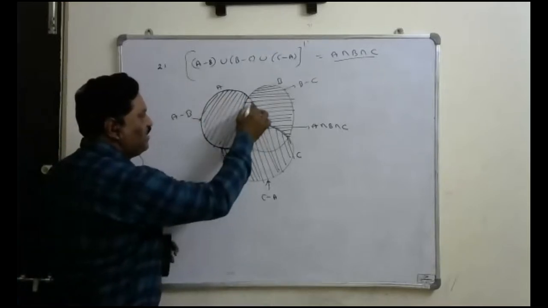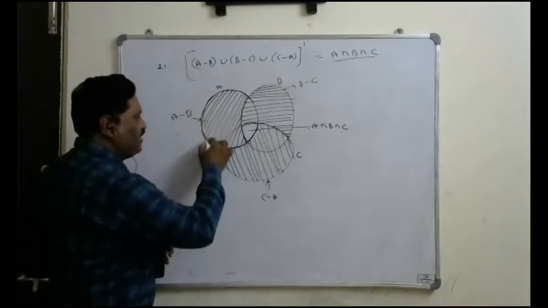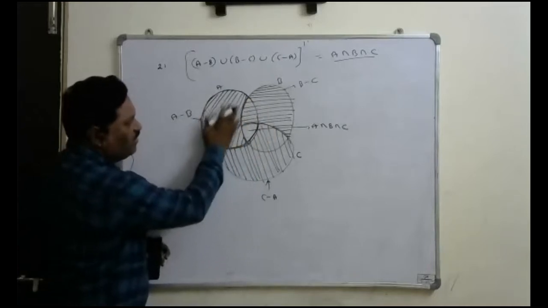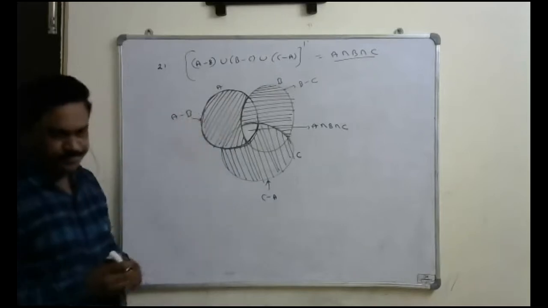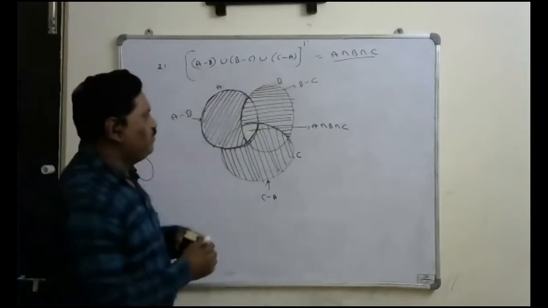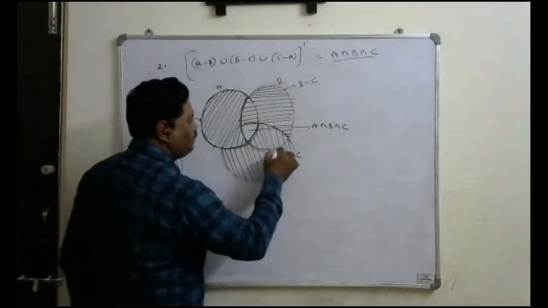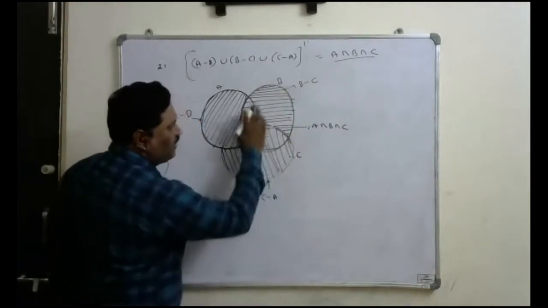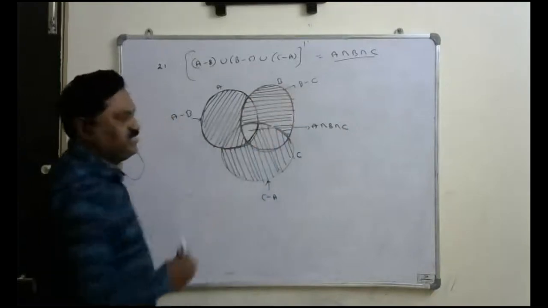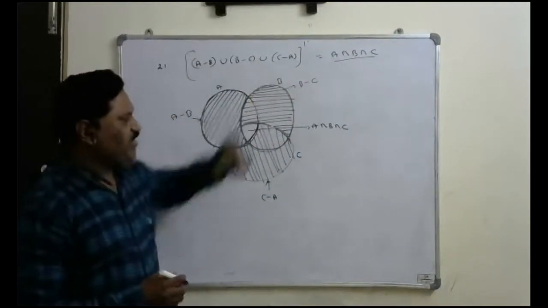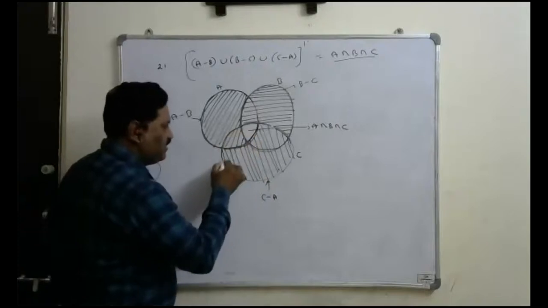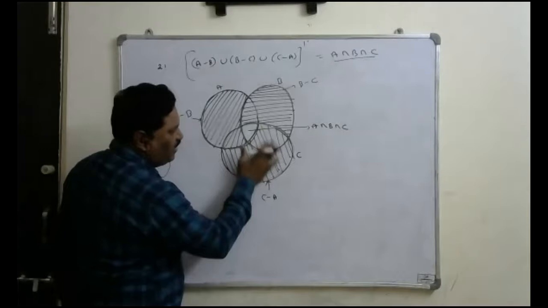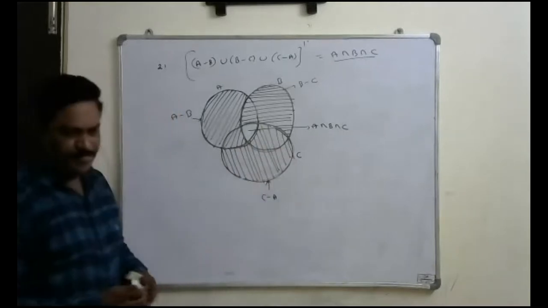From this entire A set, I will subtract this B part. If I subtract the B part, the remaining area is going to represent A minus B. Similarly, B minus C: this is the entire B set, from this B set subtract the C part. The C part subtracted, then the remaining area is going to represent B minus C. Then C minus A: from this entire C set, subtract this A part. Then this remaining area is going to represent C minus A.